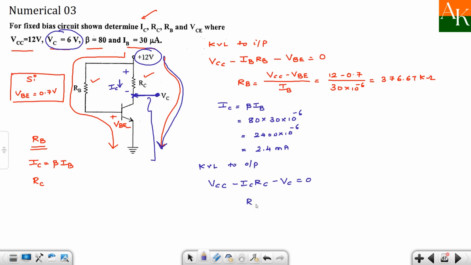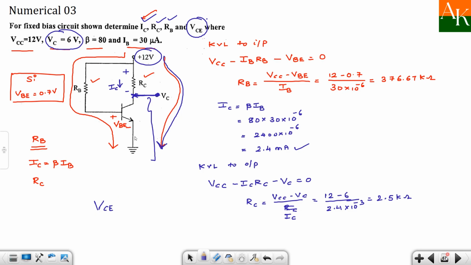So you can calculate the value of RC as VCC minus VC divided by IC. VCC is 12 minus VC 6, divided by IC, sorry, here it should be IC, and you have calculated IC, that is 2.4 milliampere. So this turns out to be very simple and it turns out to be 2.5 kilo ohm. You can check this calculation. So you have calculated IC, RB and RC. Now we have to calculate VCE, and VCE in this numerical is quite simple.